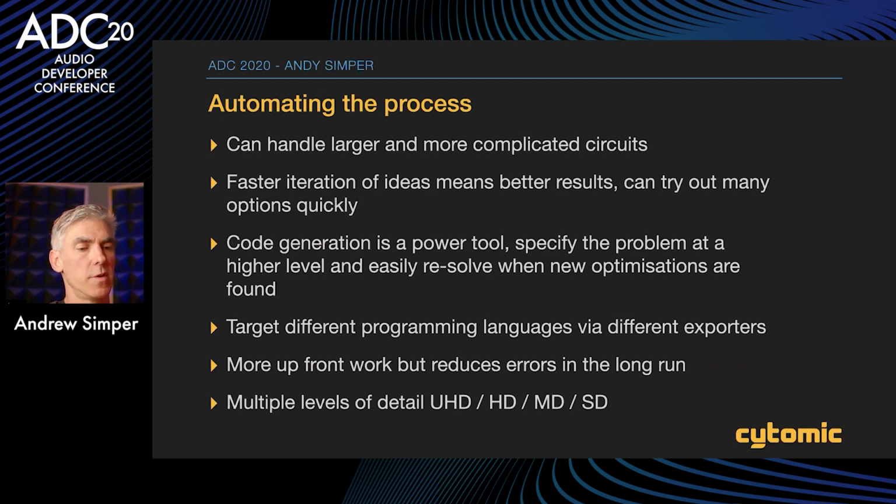It's also handy with code generation because you can target different programming languages, but you have the same high-level specification of your circuit, and you can just go, okay, I'll output to Python, output to C++, output to Mathematica. It's more upfront work, but it does reduce errors and saves you a lot in the long run. And the other thing which is kind of cool with circuit generation and automating the process is you can have different levels of detail. All those nonlinearities that we included, you can take them back out and have lower CPU versions, because the more nonlinearities you have, the more CPU you use.